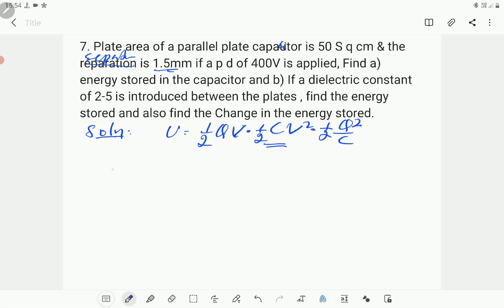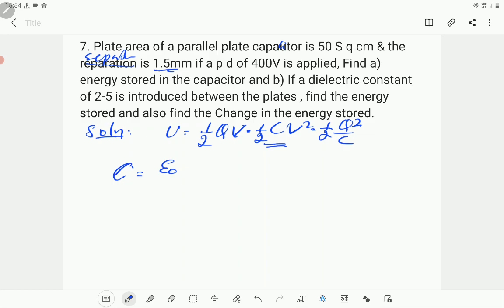Now the first one, A, you have to find energy stored in the first case. To find energy stored using the middle relation, we have to find capacitance. He has not given charge. For the first and last relation, charge is required. First finding the charge, then continuing is a bit lengthy calculation than finding capacitance first. What is capacitance? Same parallel plate capacitor expression.